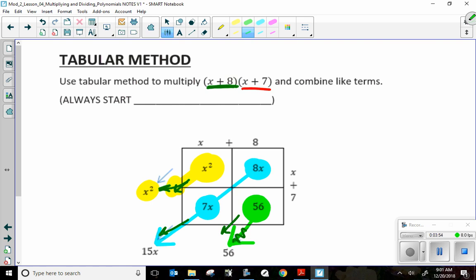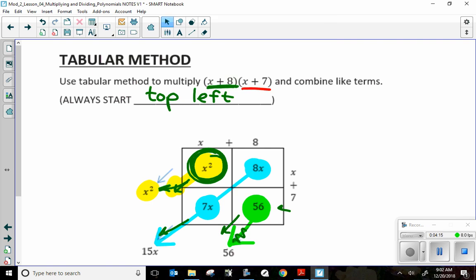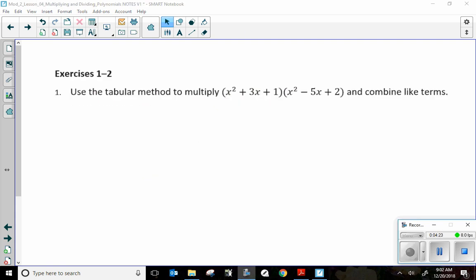Now, I do have one note here. It says always start top left. Always start here. Don't start here, always start top left. And there's a reason, not for multiplication, but eventually we're going to go down to division, and it's important to start top left. Okay, so let's actually start to do a couple of these and see how well we can do them. Now, if you want to go ahead and try exercises 1 and 2, go ahead, pause this video because I'm about to rip them out right now.